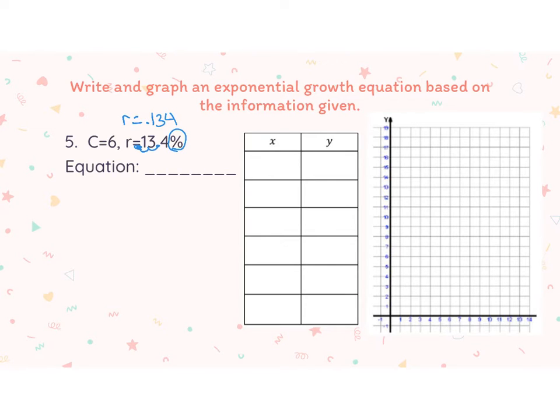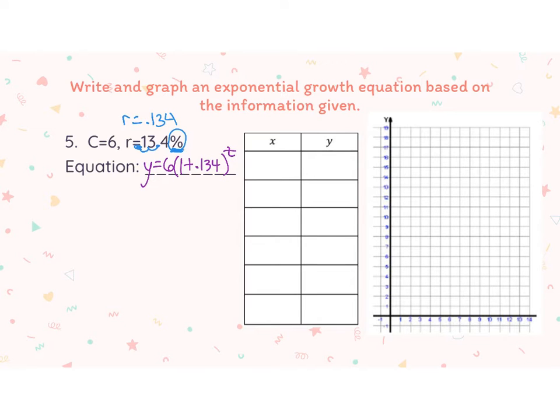Now, I didn't do that in the previous question because the 0.45 didn't have a percent sign after it. If it doesn't have a percent sign, don't move your decimal. This one had a percent sign, so I do have to move my decimal. That's going to make my equation y equals 6 times 1 plus 0.134, and again raised to the t power. Okay, so I've got my equation.